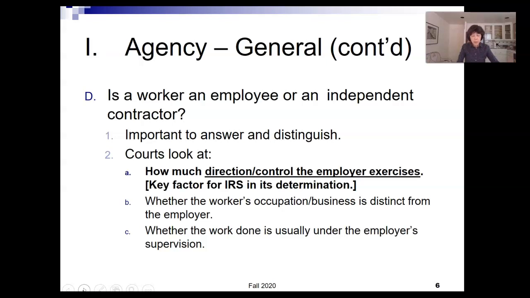to employees. So one of the key factors used by the courts and the IRS to determine whether a worker is under the control of an employer, that is the factor that the IRS thinks is key. All right, and so the court follows suit. They're going to take a look not only at what level of control the employer exercises over the worker, but they're going to take a look at what kind of work is being done. Is it distinct from the employer's, or is it very, very similar to what the employer does?